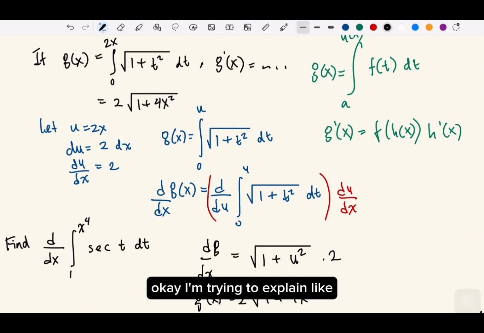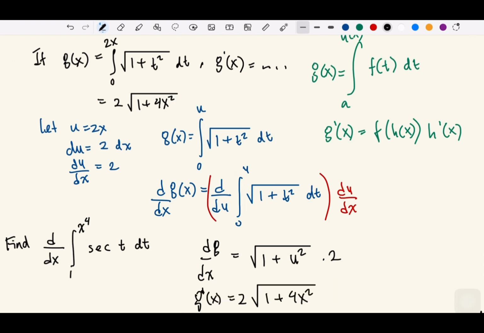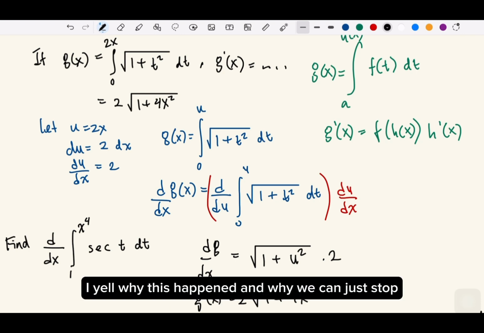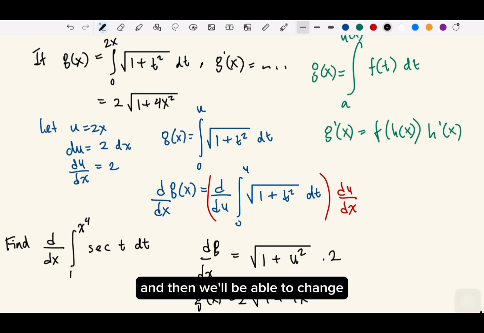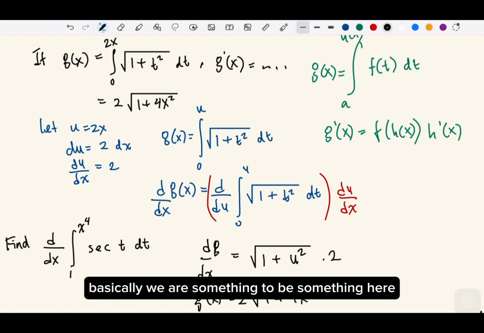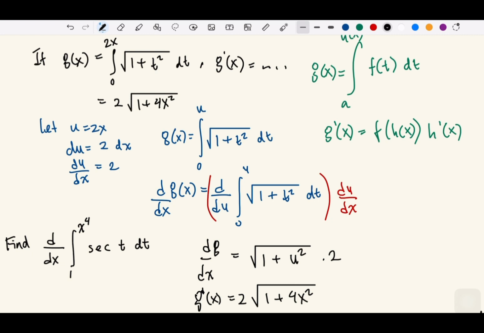Okay. I'm trying to explain what happened in the middle using the substitution with u, to help you get the idea why this happened, and why we can just substitute and then multiply with the chain rule. Basically, we are substituting something here, and because we changed from x to u, we need to multiply with something that gets x at the end, because we want to have dx, right? Okay.